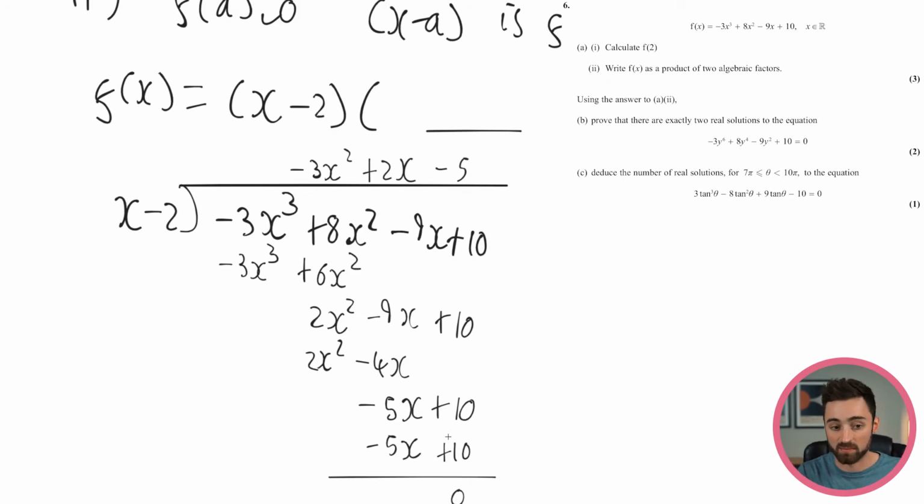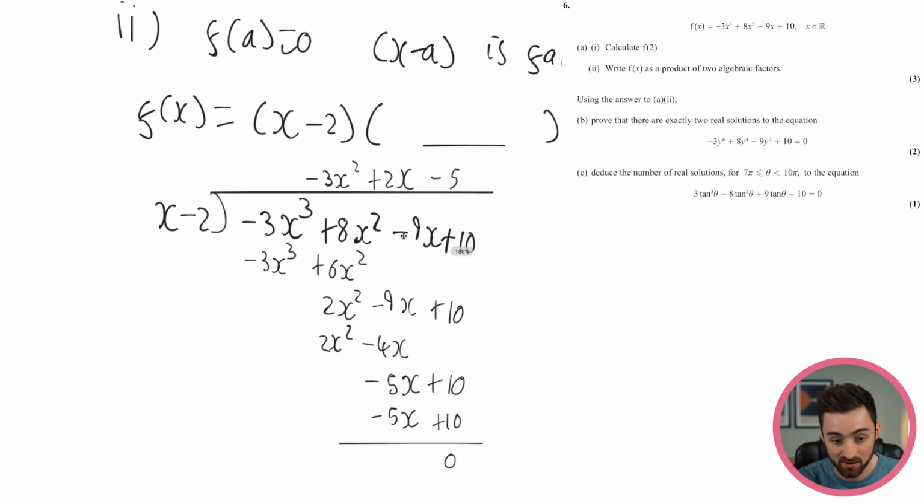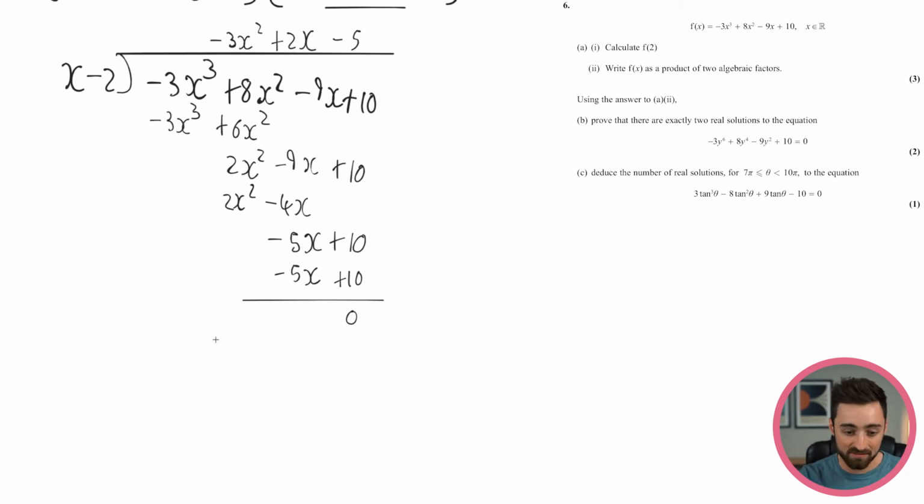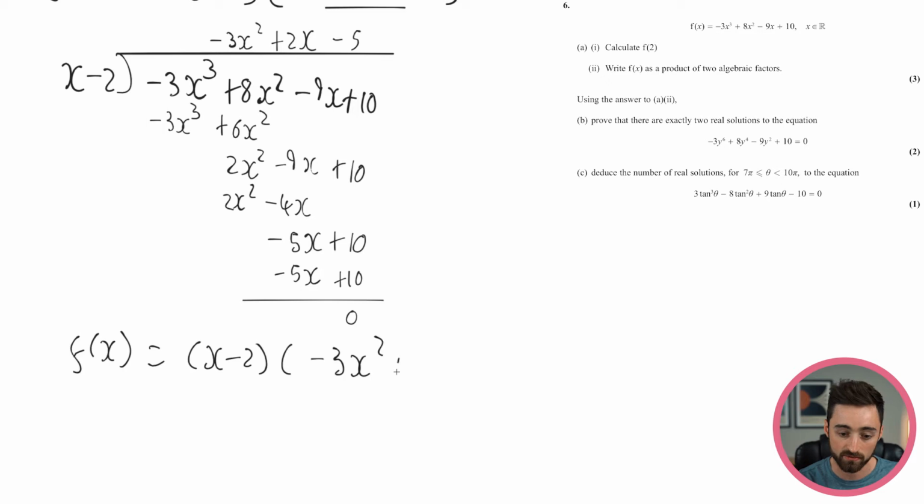And we knew that should have happened because we know prior that x minus 2 should have been a factor of this thing. So I know I shouldn't get a remainder here. What does that tell me? That tells me that f of x is going to equal x minus 2 times this thing here. This is my other algebraic factor.